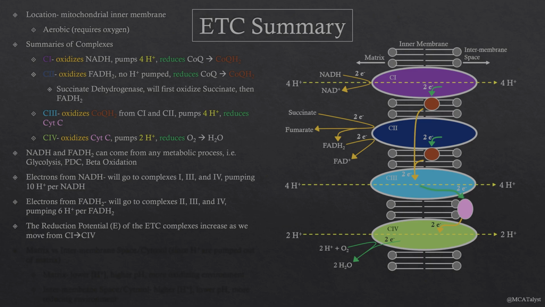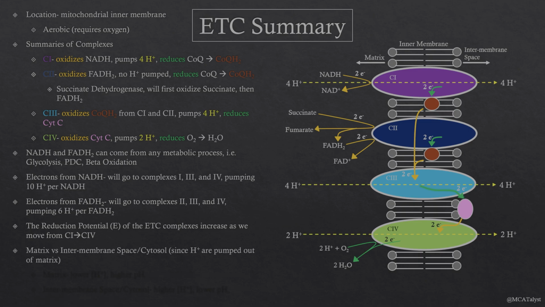So reduction potential is basically this idea of how badly does something want to be reduced. In this case, how badly do the complexes want to receive electrons? In order to keep passing the electrons down the chain, the next complex has to have a higher reduction potential than the one it's receiving electrons from. Basically, the reduction potential will increase as we get further into the electron transport chain, which is just what allows complex 4 to pull electrons from complex 3.